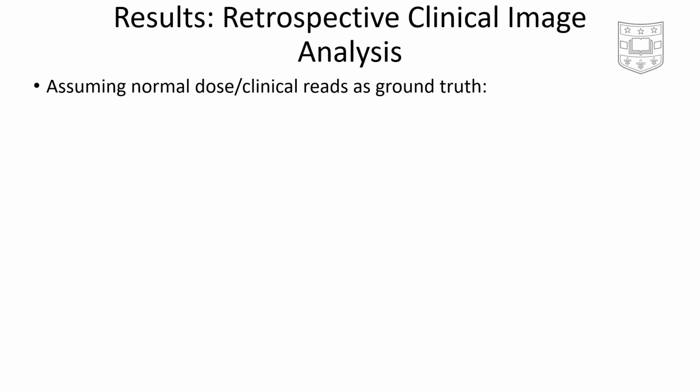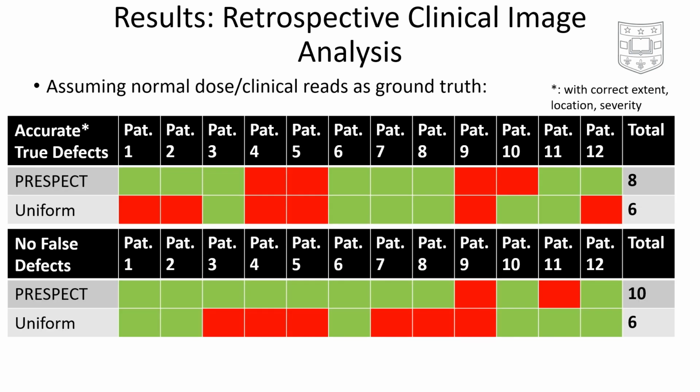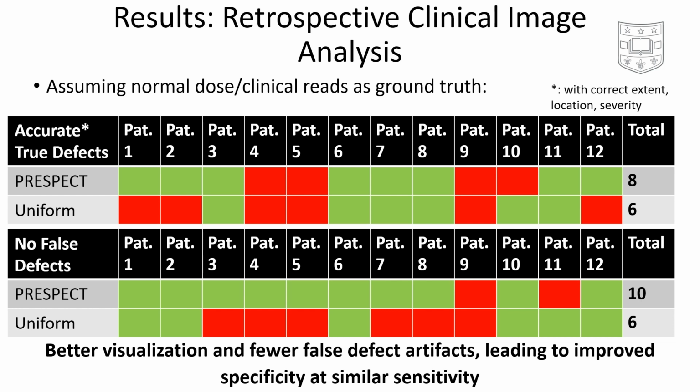Next, we'll look at the results of our retrospective clinical image analysis. Assuming the normal dose and clinical read images as ground truth, we saw that when it came to accurately visualizing the true defects with correct extent, location, and severity, PRESPECT was accurate on 8 of the 12 patients, whereas the uniform protocol was only accurate on 6. When it came to avoiding any false defects on the image, PRESPECT was correct in 10 patients, meaning that there were only 2 patients with false defects, whereas uniform had false defects in 6 of the patients. We can thus conclude that PRESPECT showed better visualization and fewer false defect artifacts, leading to improved specificity at a similar level of sensitivity for these n equals 12 patients.